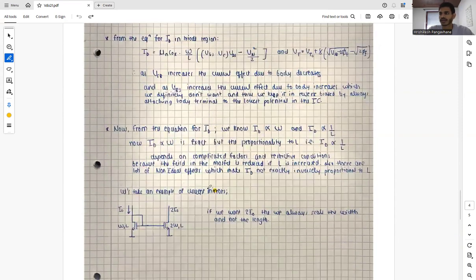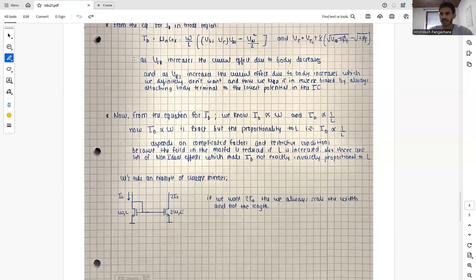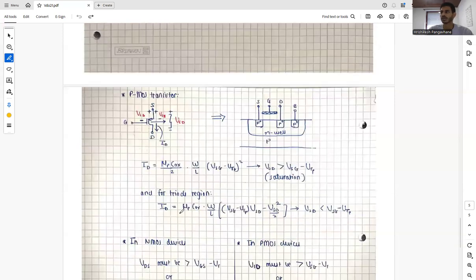So let's take an example of a current mirror. We know the structure of the current mirror, and we have our I naught flowing through this transistor, and from this MOSFET we want 2 I naught. If we want 2 I naught, then we always scale the width and not the length of the MOSFET, and this we'll see in more detail in upcoming slides. But before that, let's cover the PMOS transistor as well.